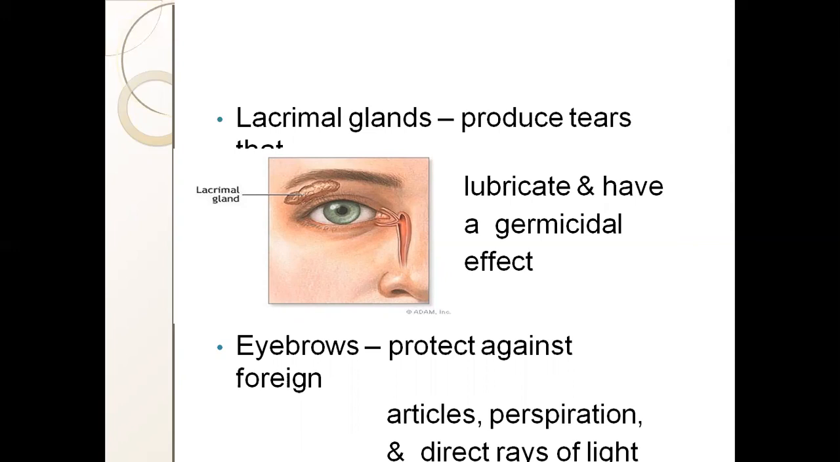The next is the eyebrows, which protect against foreign particles, perspiration and direct rays of light. Whenever we are getting direct light in our eyes, the eyebrows will close. When we have the problem of foreign particles entering our eyes, at that time the eyebrows will be creating the perspiration, and the eyes will be protected from the direct rays.